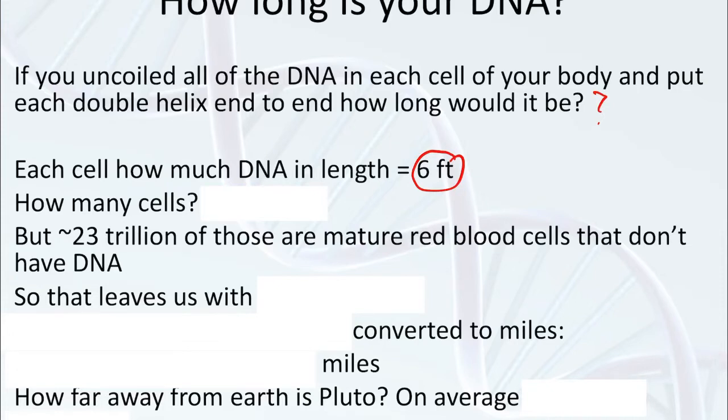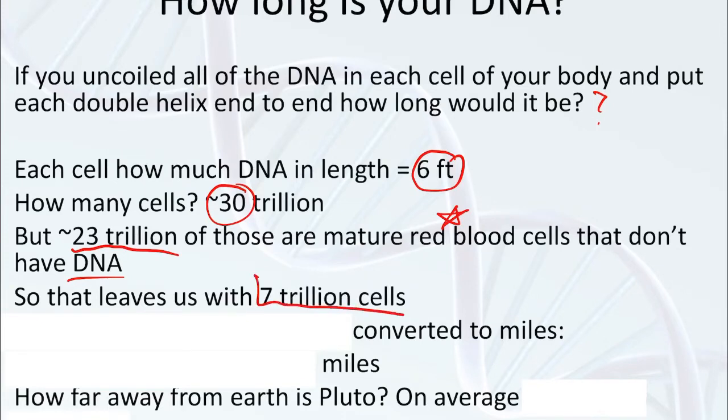How many cells do we have? I talked about this the first day of class, 30 trillion cells. But 23 trillion of those cells don't have DNA. They don't have a nucleus because they're red blood cells. Red blood cells don't have a nucleus. So that really only leaves us with 7 trillion cells. That's a lot, 7 trillion cells.